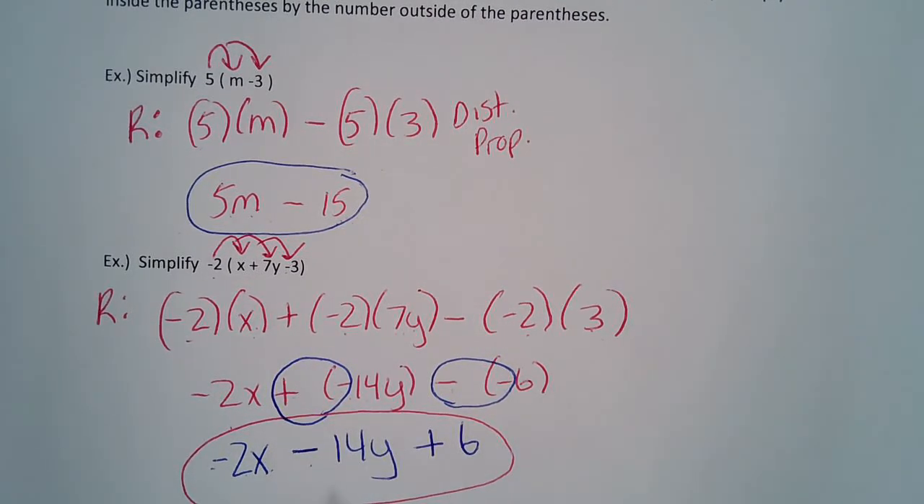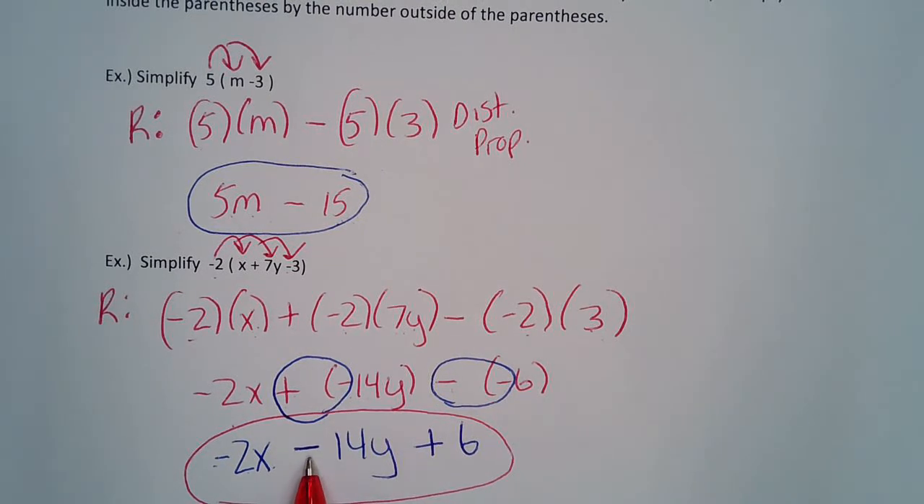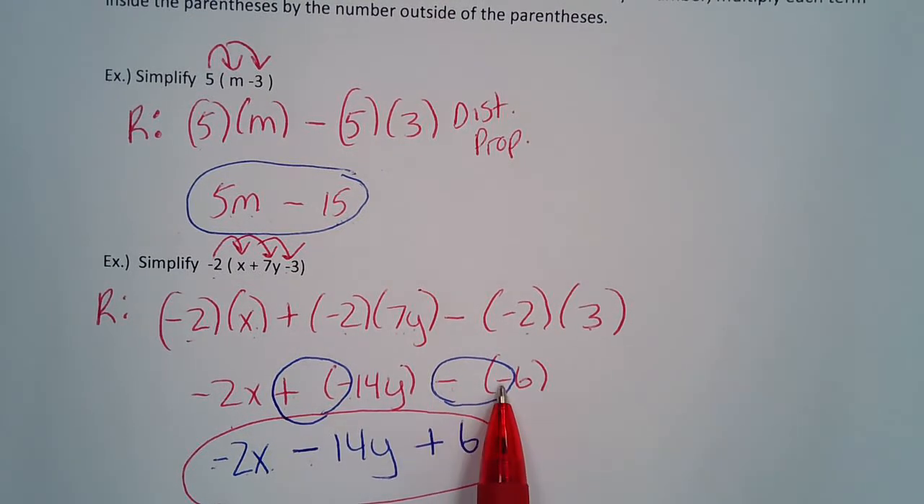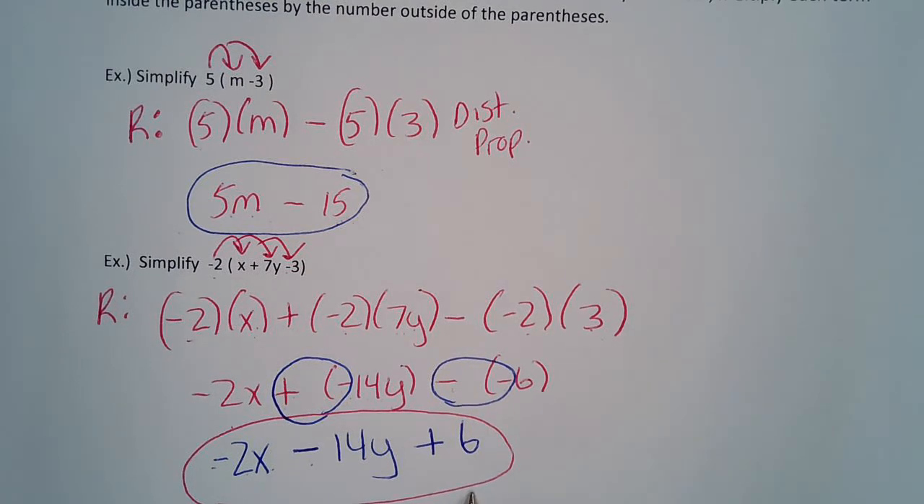The last thing I encourage you to do, especially when it comes to testing, they're normally not going to have problems with these signs next to each other. So you need to go back to the rules. A positive times a negative is a negative. A negative times a negative is a positive. So you just change that so you only have one. And then our final answer is negative 2x minus 14y plus 6. And the reason is because none of these are like terms, so you stop right there.